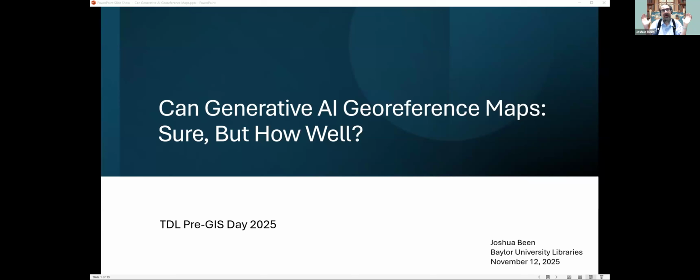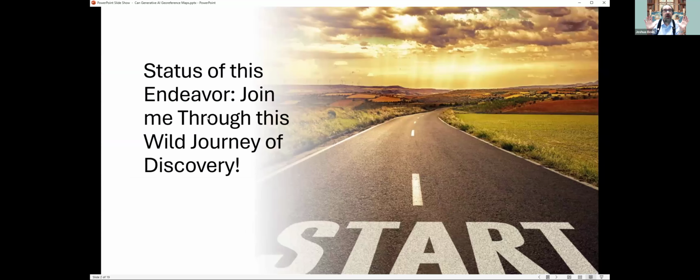Hello, everyone. My name, as many of you know, is Joshua Bin. I work right here at Baylor University Libraries, and I'm presenting today on can generative AI georeference maps? Sure, but how well?